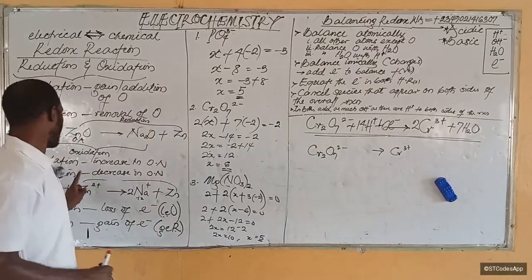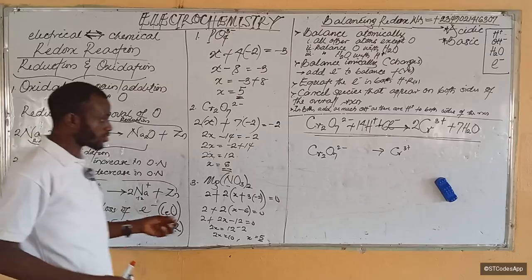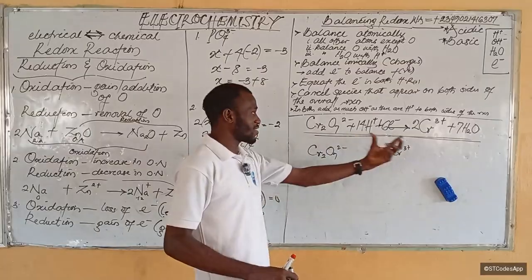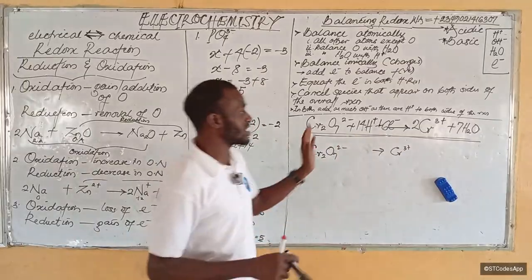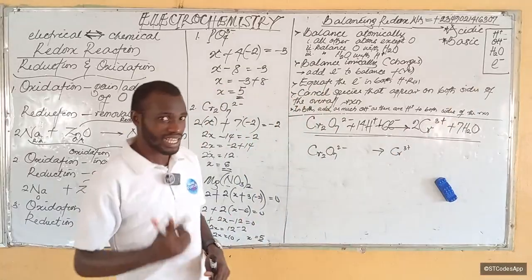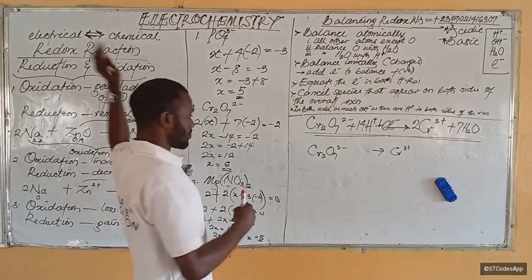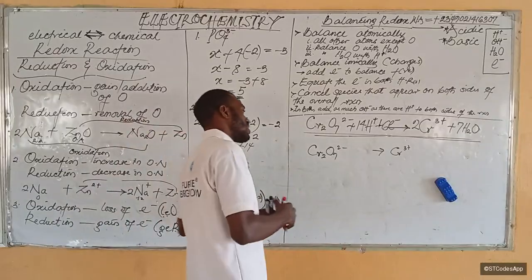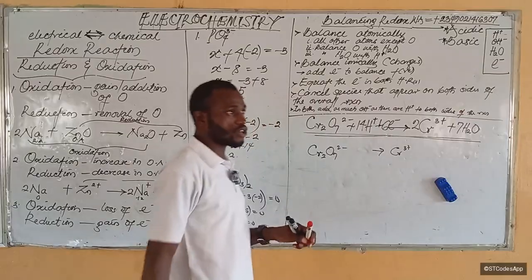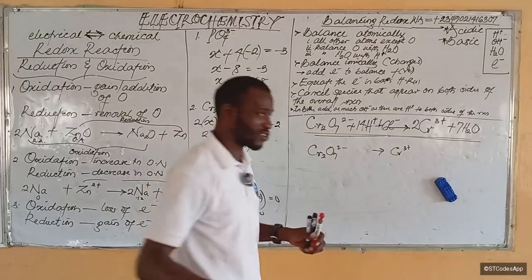How about here? Which one proves it? Reduction is gain of electron. Let's see. Was an electron gained here? Yes, the electron was gained here. If electron was lost, you would see the electron on that side. Is that clear? So whenever you see electrons, that's how to remember it. Whenever you see electron on your left side, that is reduction. If you see electron on your right side, that is oxidation. Electron on your left side, reduction. Electron on your right side, oxidation.